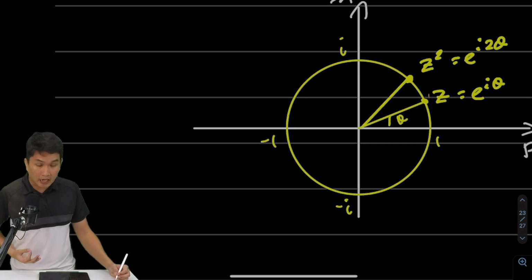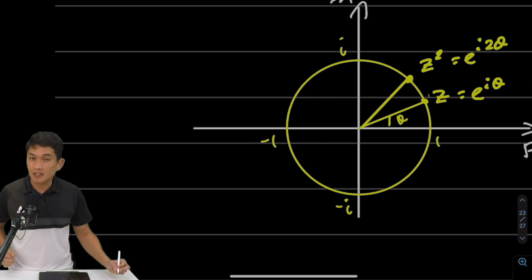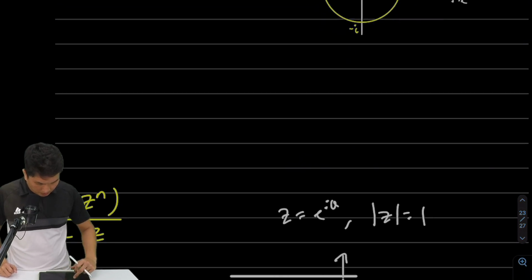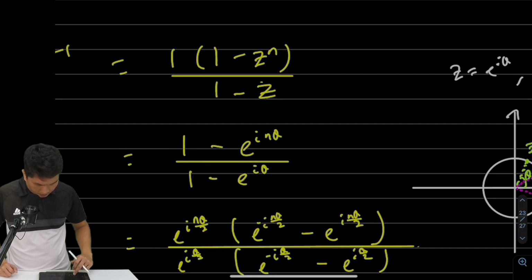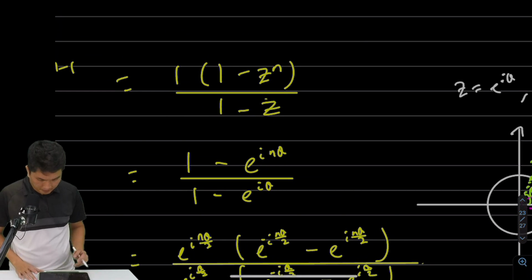Z cubed will be e to the i 3 theta. Z to the power n will be e to the i n theta. Right, this is the magic of the exponential form. Okay, so that's what we're going to do. Z to the n is e to the i n theta.